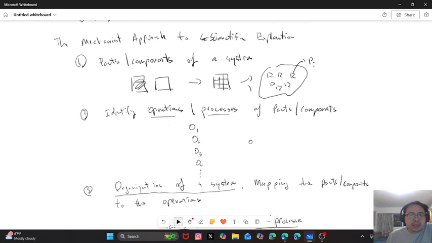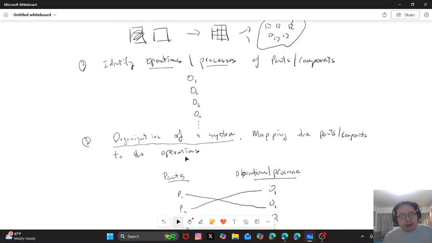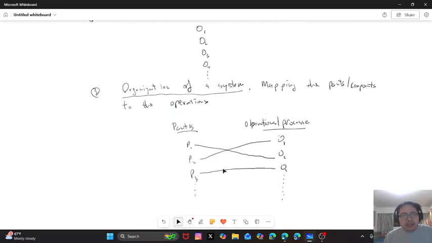So this is really the basics, the ontology of how the mechanistic approach to scientific explanation works. You look at a system and break it into parts or components. Then you identify the operations or processes of how the system works, denoted O1, O2, O3, O4, etc. And then we state the organization of the system, which typically involves mapping the parts or components to these operations. That's typically how a mechanistic explanation works.